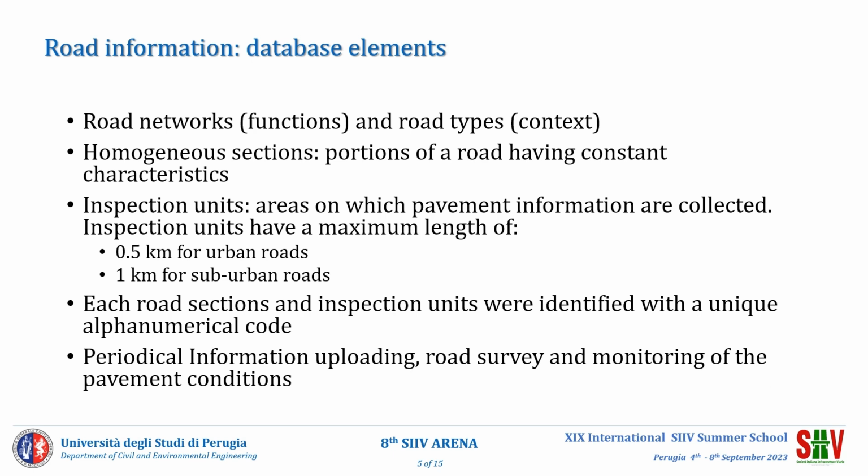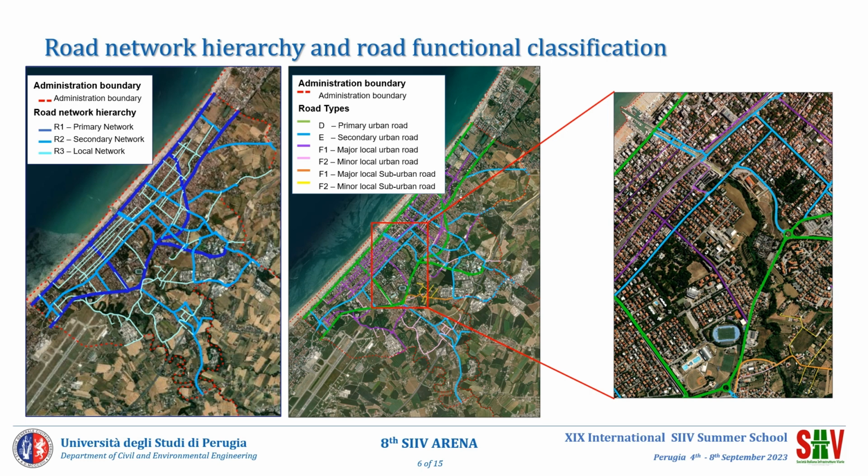The road network was implemented in a GIS database and divided into networks and road types, then into homogeneous sections with the same characteristics, and finally into inspection units. The inspection units are as wide as the road lane and have a maximum length of 0.5 km for urban roads and 1 km for suburban roads. Each road section and inspection unit was identified with a unique alphanumerical code to avoid misleading identifications in the GIS database. On the left of this slide, you can see the road network classification according to hierarchy and road function, while on the right you can see the road type classification by urban and suburban context.